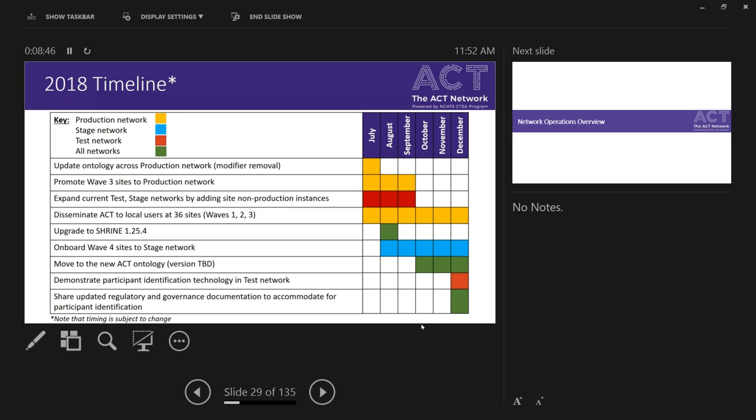So you can see the activity that we have scheduled to start and hopefully wrap up by the end of the calendar year. I can absolutely make this available following this meeting so that you can have it for reference. Yes.